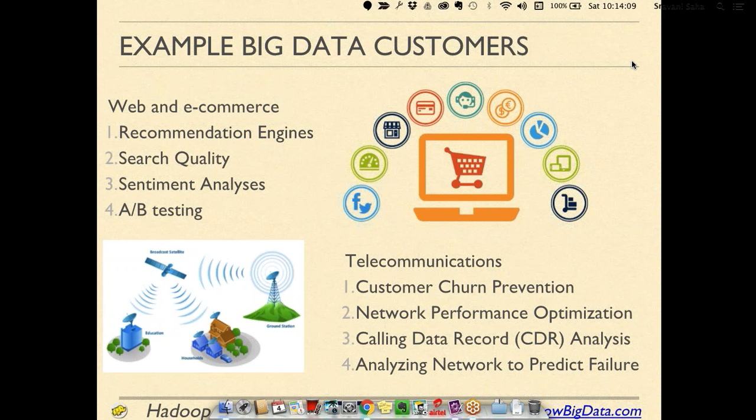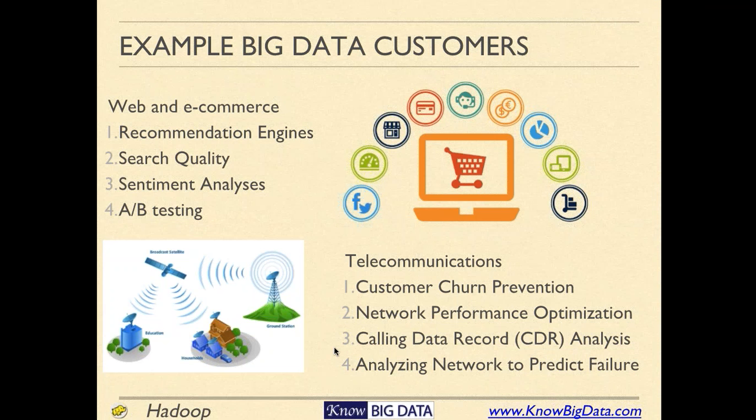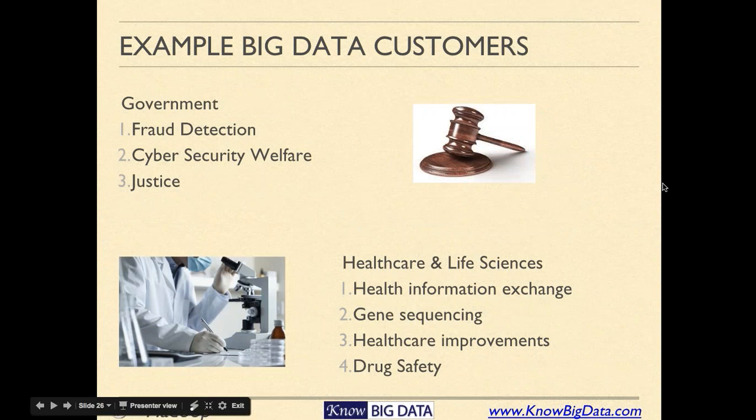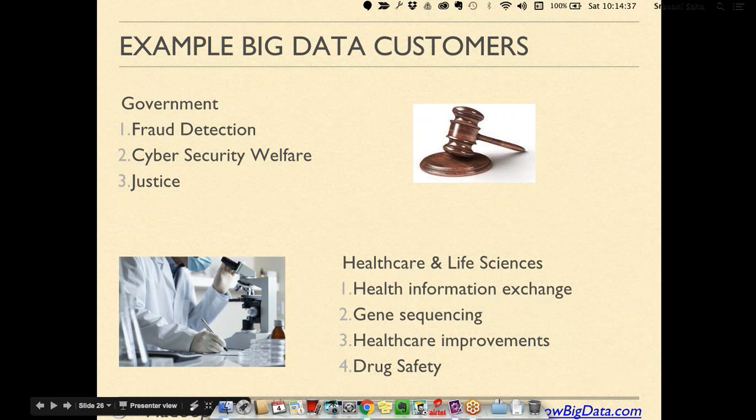So many industries can use big data systems, and telecommunication is one of those, because in the telecom industry almost all data is big data. They can do other things like analyzing the network to predict failure. If they have the past history of network failures and various other parameters, they can prevent that from happening.